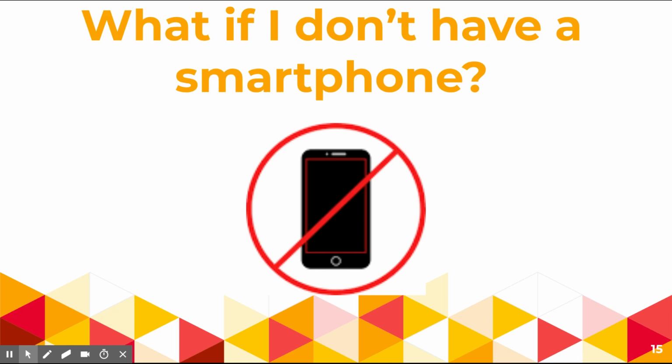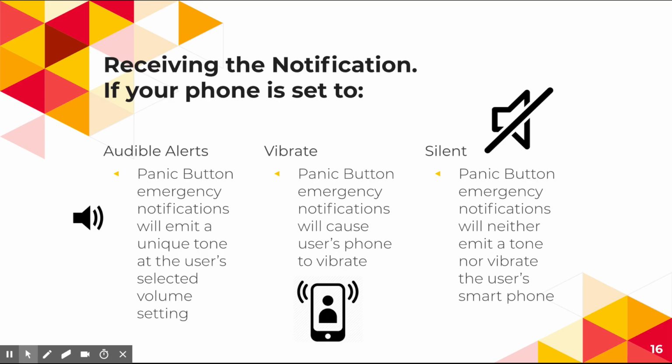While you won't be able to download the Rave Panic Button app to a non-smartphone, you will still be able to receive emergency notifications via text message as long as you provide your mobile number to the spreadsheet or to the form that you need to fill out. So please make sure that, regardless of whether you have a smartphone, you do fill out the information so that you can get any alerts that may pertain to an emergency at your school.